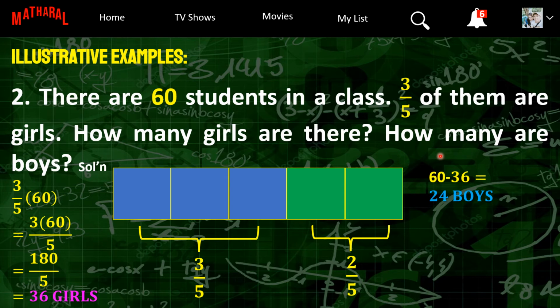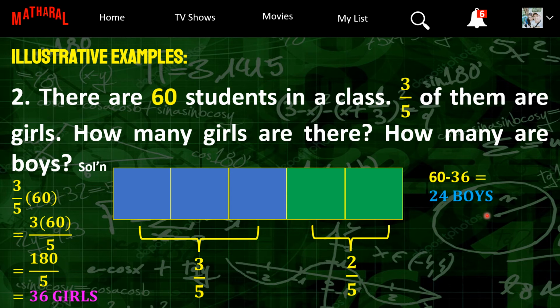And now we are asked also the number of boys inside the class. So there are two solutions there, or two ways. One is by doing the same thing here, or by just subtracting 36, yung bilang po ng girls, sa 60. So we have 60 minus 36, yun na lang ang ginawa natin, and that's it. We have 24 boys inside the class with 60 students.